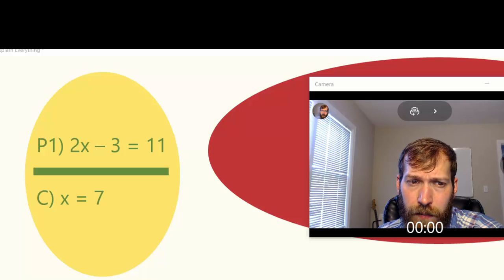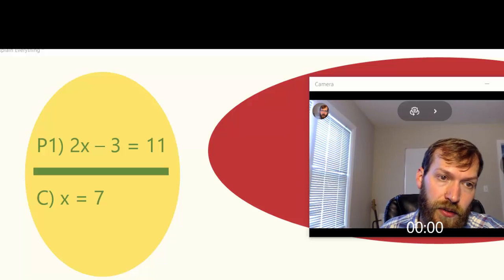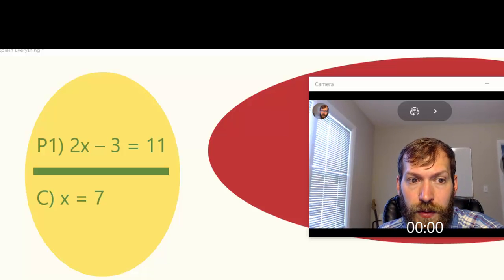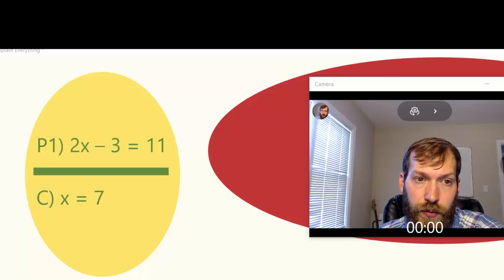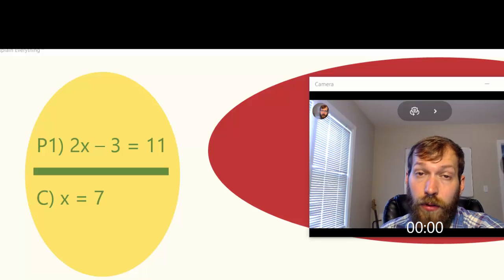The other thing that you may have relied on is the fact that if premise 1 is true, the conclusion definitely has to be true, right? It guarantees the conclusion to be true. Why? Because if we substitute that 7 in for x, we get 2 times 7, which is 14, 14 minus 3, which is in fact equal to 11.